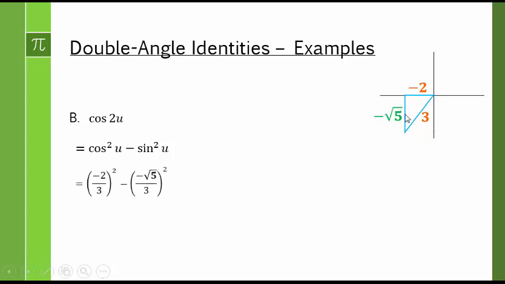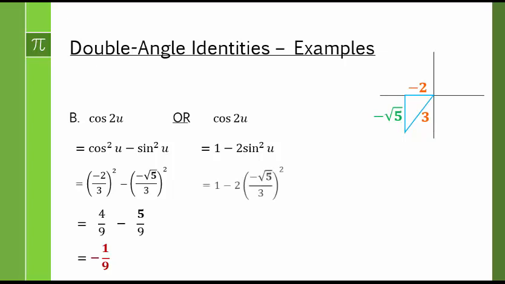Again, the values for the trig functions come from your triangle that we've drawn. The cosine of u is negative 2/3. That gets squared. The sine of u is negative square root of 5 over 3. That gets squared. When you square a fraction, you square the numerator and the denominator. So 4/9 minus 5/9 gives us negative 1/9 for an answer. No matter what formula we use, we need to get negative 1/9 as our answer. So if we try to use the 1 minus 2 sine squared of u, we should get the same answer.